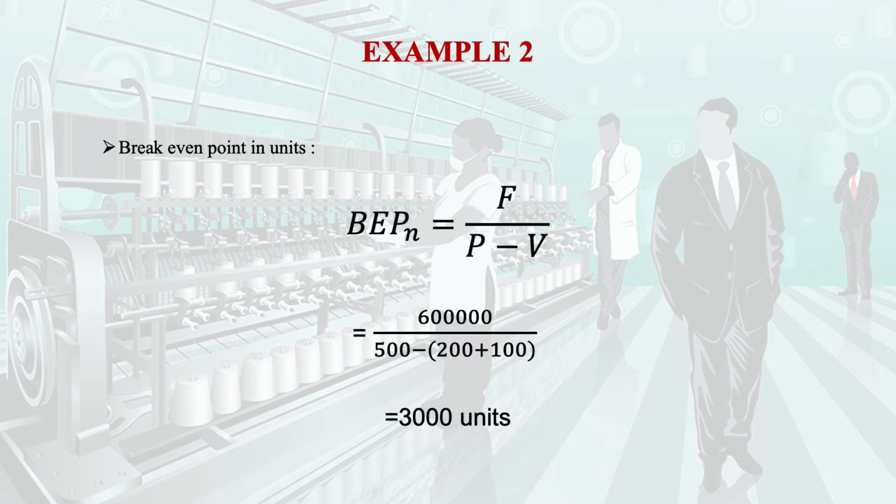Now, calculating the break-even point in terms of units. F, the fixed cost, divided by P minus V, that is price minus variable cost, and we get 3000 units. That simply indicates that if the manufacturing unit is making 3000 units, then there will be no profit or no loss. In case they reduce the quantity, there will be a loss, and if they increase the quantity, they will earn a profit.